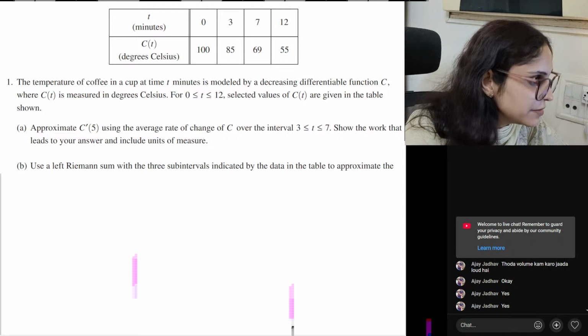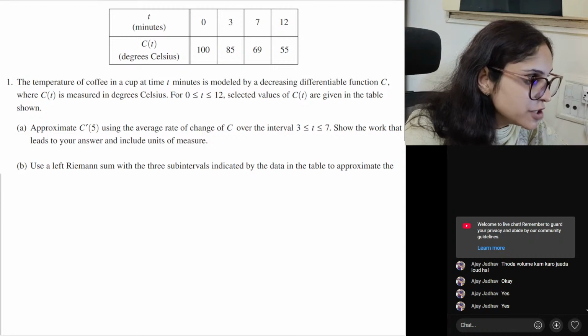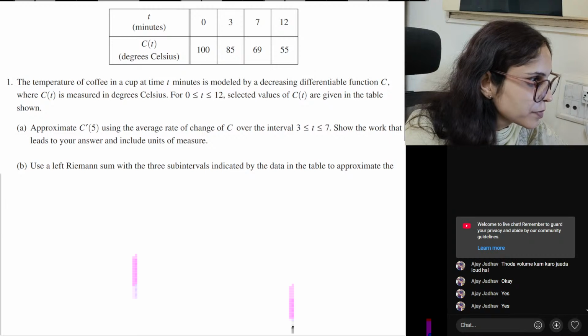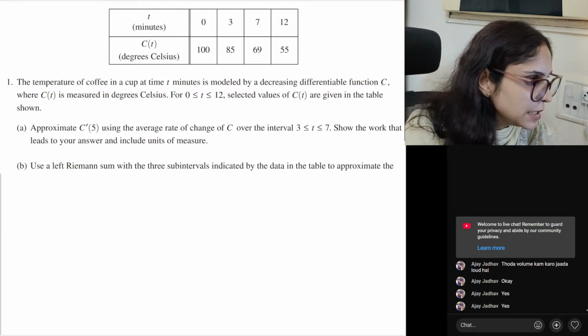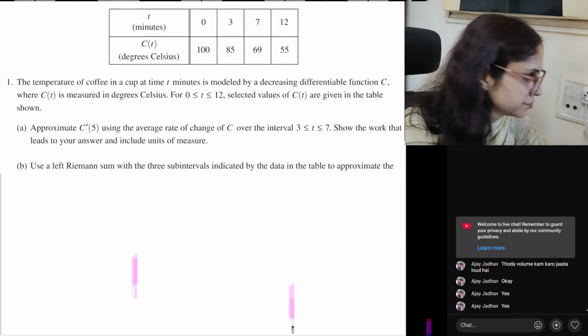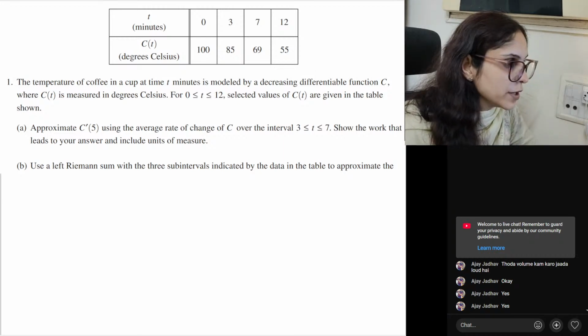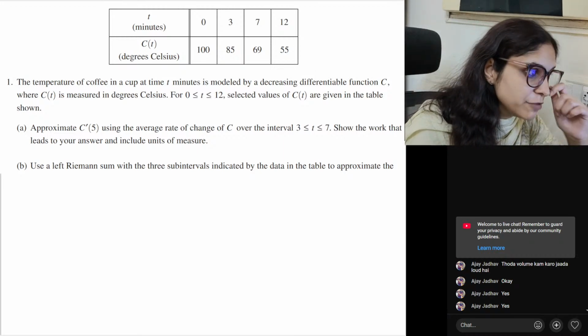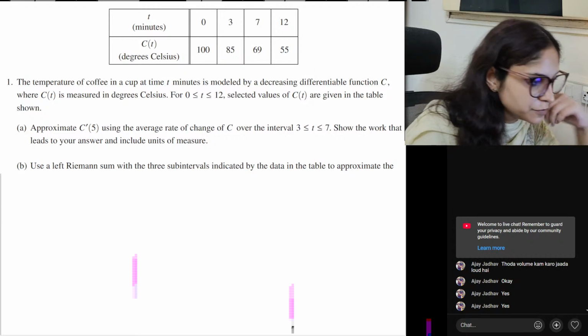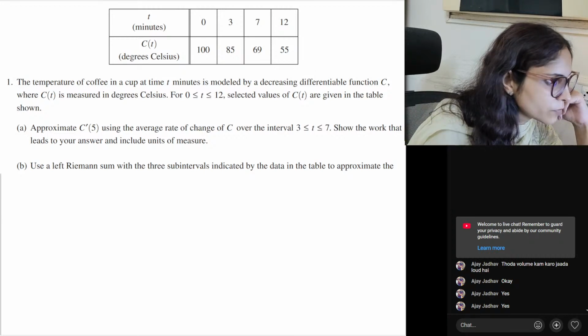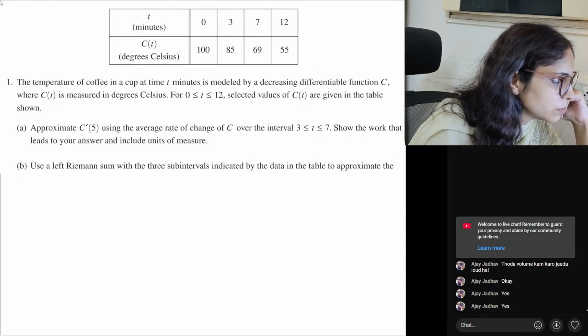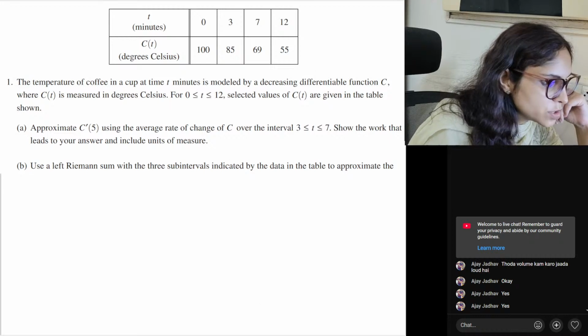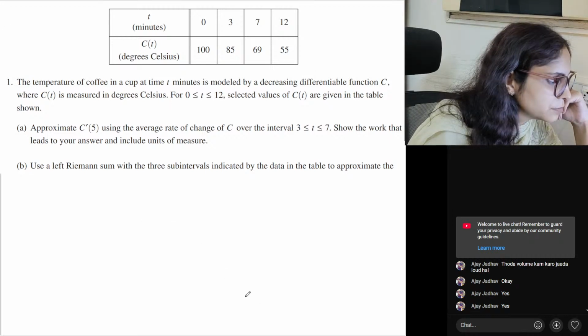Approximate C derivative of 5 using the average rate of change of C over the interval 3 to 7. Show the work that leads to your answer and include units of measurement. So they want to find C derivative of 5 using average rate of change. So, question number 1, part A.